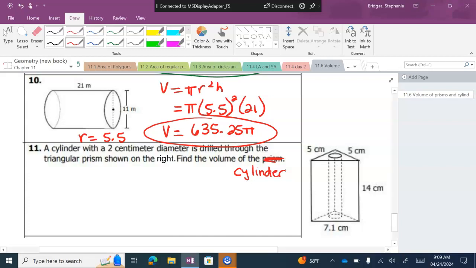It tells you the diameter of the cylinder is 2, so that means the radius would be 1. And then what is the height of that cylinder? 14. Again, volume equals pi times radius squared times height. You just told me my radius was 1. You told me my height was 14. So what would the volume of that cylinder that we drilled out be? 14 pi.